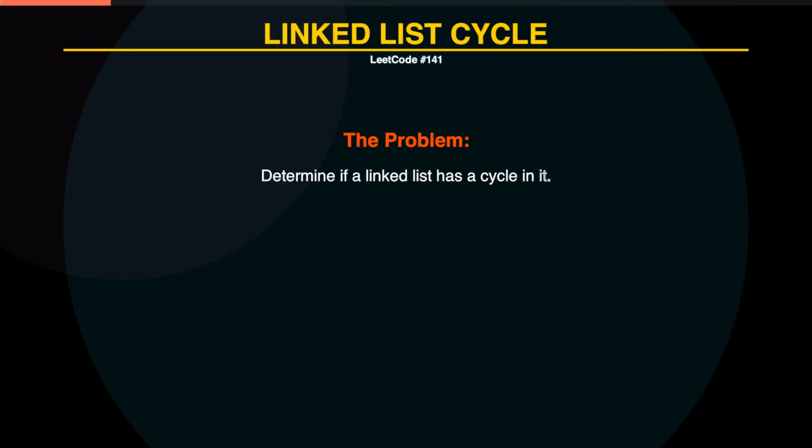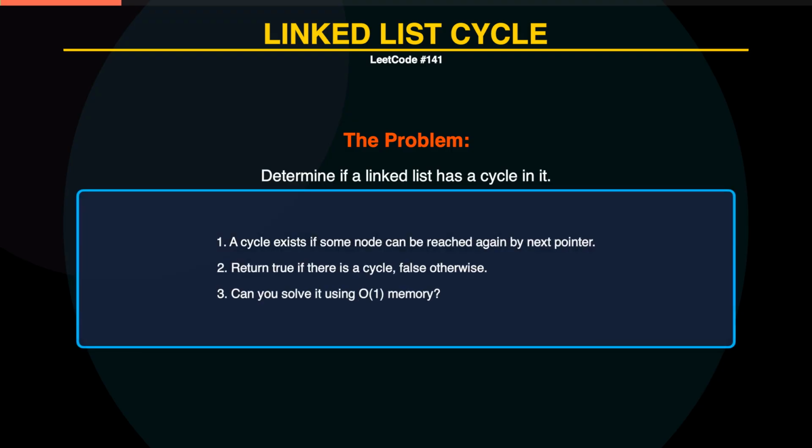Given the head of a linked list, we must determine if the list has a cycle in it. A cycle exists if there is some node in the list that can be reached again by continuously following the next pointer. We return true if a cycle exists and false otherwise.